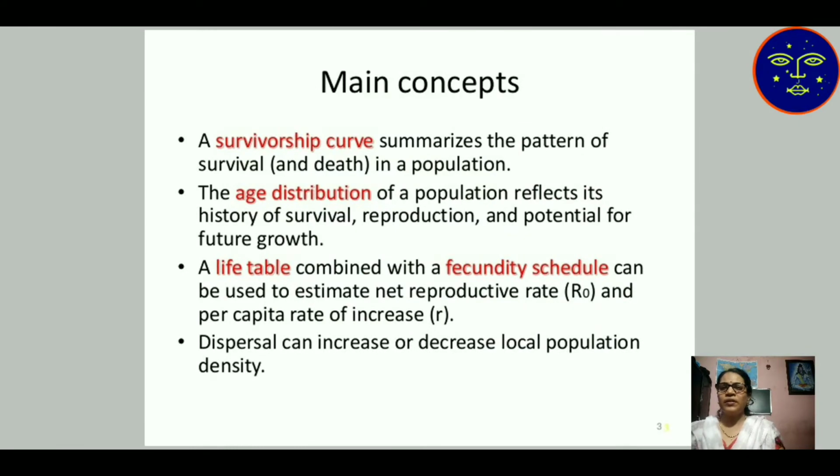Then the main concepts of ecology. A survivorship curve summarizes the pattern of survival and death in a population. The age distribution of a population reflects its history of survival, reproduction rate, and potential for future growth. A life table combined with a fecundity schedule can be used to estimate the net reproductive rate. Net reproductive rate is designated as capital R0, and the per capita rate of increase is smaller. Dispersal can increase or decrease local population density.